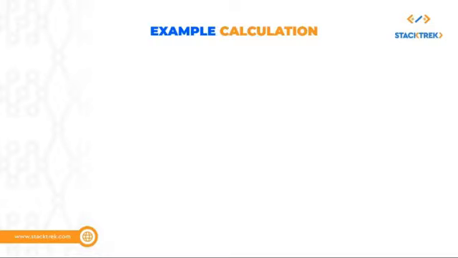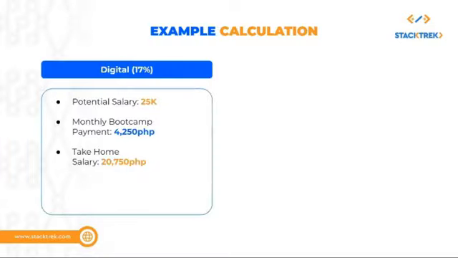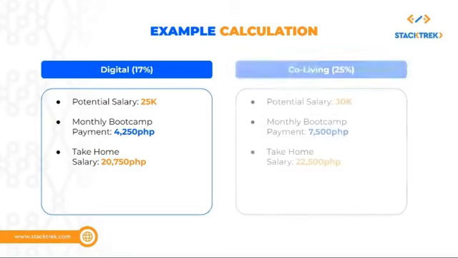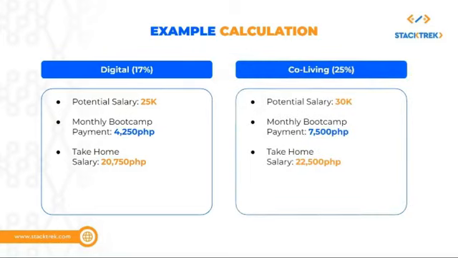Now here's an example calculation. For the digital bootcamp, let's say you have a potential salary of 25,000. Your monthly bootcamp payment will be 4,250 pesos, and you still get to take home 20,750 pesos. And as for the co-living bootcamp, let's say you have a potential salary of 30,000. Then your monthly bootcamp payment will be 7,500 pesos, and you still get to take home 22,500 pesos. Please be reminded that these are just estimates. So not bad for a starting programmer.